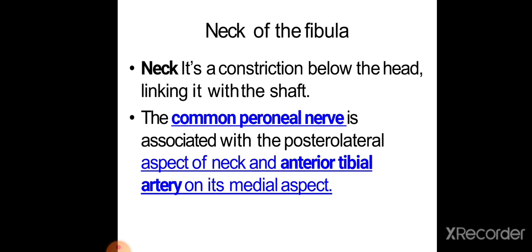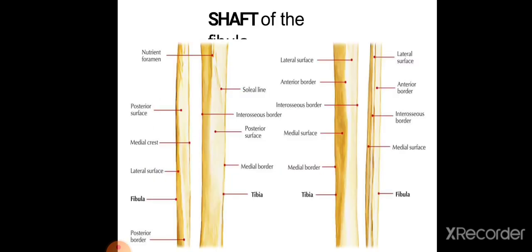Neck: it is a constriction below the head linking it with the shaft, and at the neck we have two important relations. On the lateral side of the neck we have the common peroneal nerve, and on the medial side we have the anterior tibial artery. Now come to the shaft of the fibula.